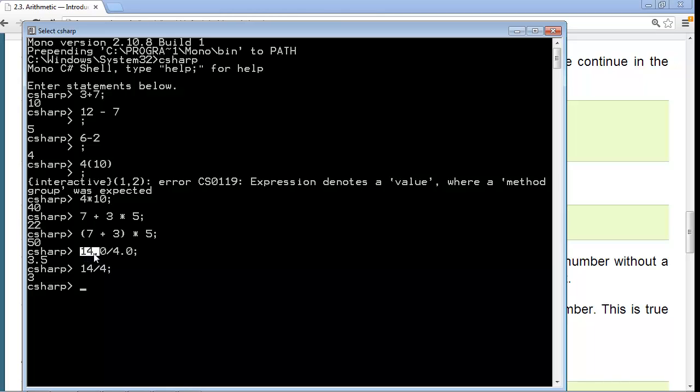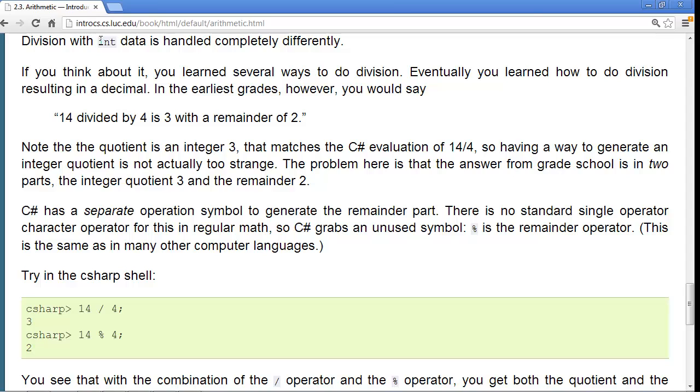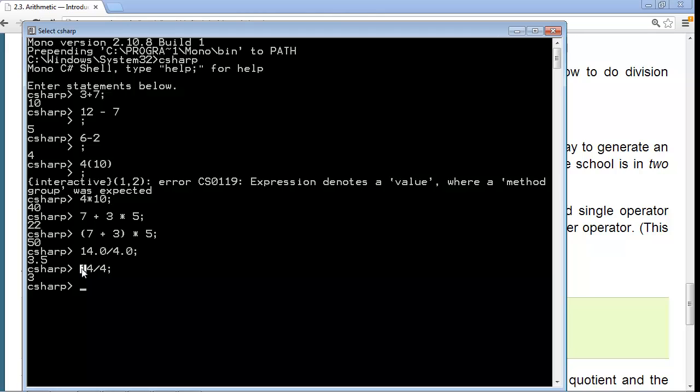The 14.0 is a double. It's our representation of a real number. And 14 without a decimal point is just an integer, or the C# name is the short int. That's a different data type. And when it works on two integers, it does integer division. Whereas when it has at least one double here, it attempts to give as best a decimal answer as it can.